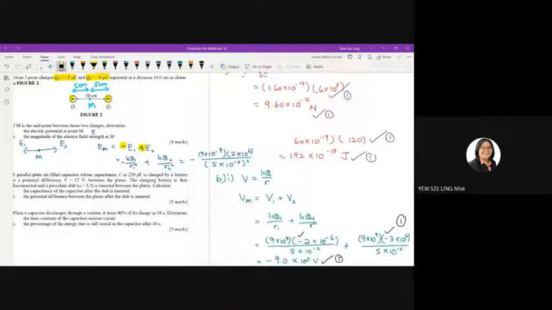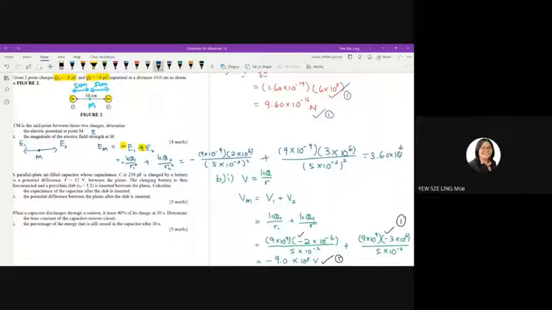And then plus 9 times 10 to the power of 9. Because once again, you are looking at a vector, you are looking at electric field, so you ignore the negative sign. 3 times 10 to the power of negative 6 over 5 times 10 to the power of negative 2, and then square it. So your final answer, the magnitude, should be 3.60 times 10 to the power of 6.